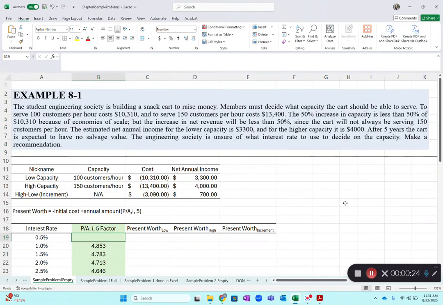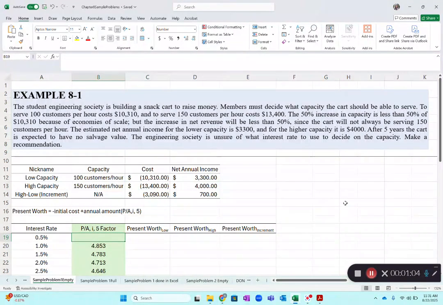So I'm going to start off with this example. The Student Engineering Society is building a snack cart to raise money. Members must decide what capacity the cart should be able to serve. To serve 100 customers per hour costs $10,310, and to serve 150 customers per hour costs $13,400. The 50% increase in capacity costs less than 50% of the 10,310 because of economies of scale, but the increase in net revenue will be less than 50% since the cart will not always be serving 150 customers per hour. So that's extraneous information that we don't necessarily need.